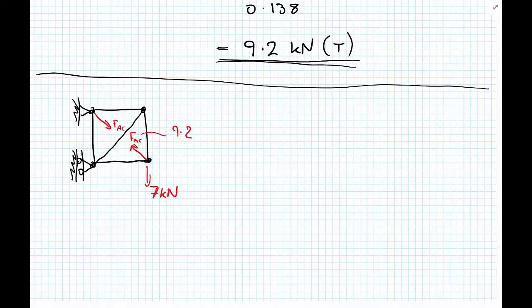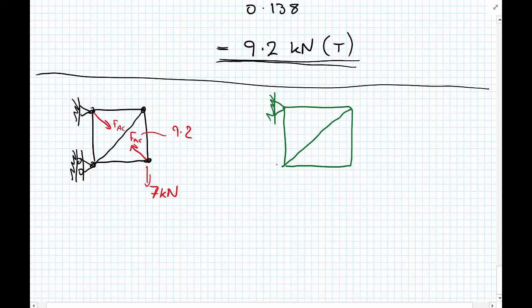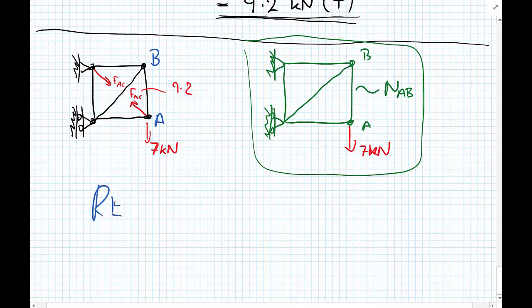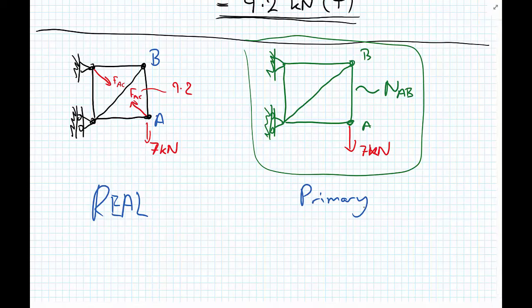We found other forces in the process in our redundant, in our primary structure. So we had the same boundary conditions, the roller and the pin support, and we had the 7 kilonewtons applied load. And we calculated forces, so this was A, this was B. For instance, we calculated a force NAB in this system here. However, this NAB is not, and I'll draw it in a different color, so we have A and B, this is the real, and this is the primary. The force NAB that we've thus far calculated is not the force NAB in the real system. This is the force that would occur in the primary system only.